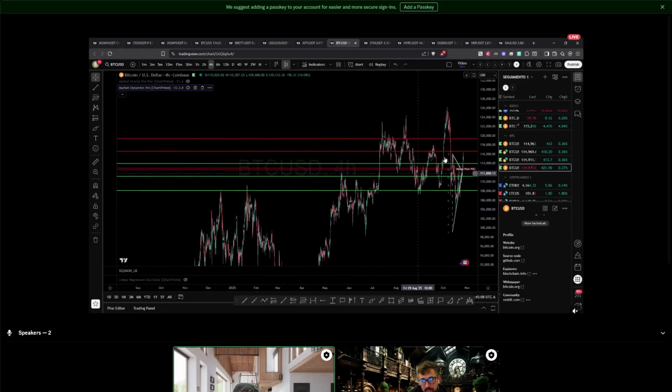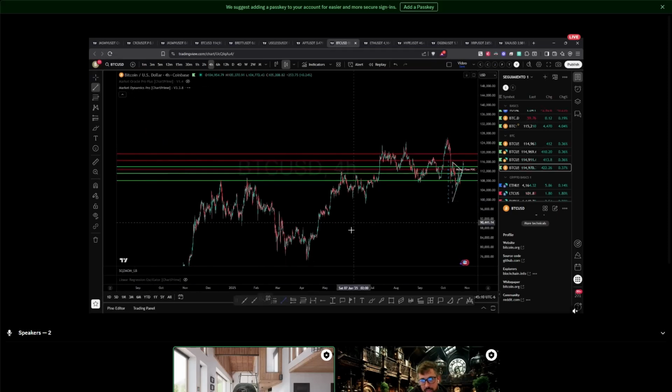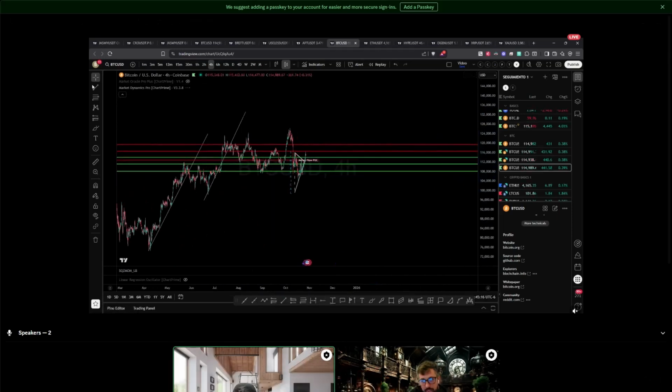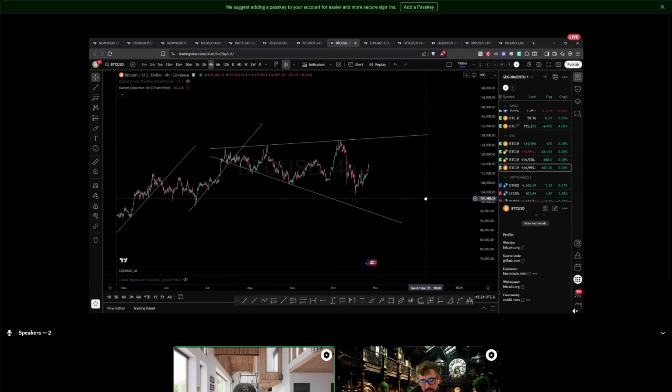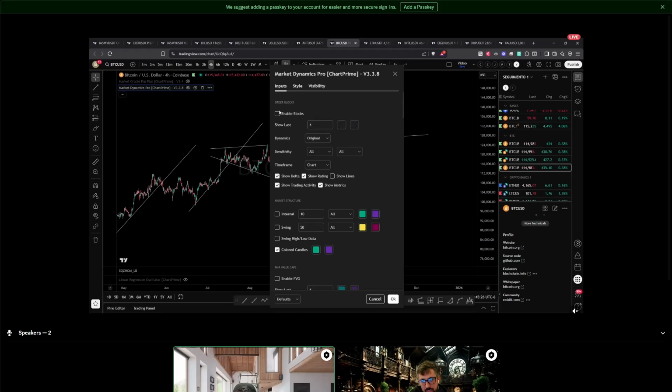Remember, you zoom out as much as you can, and then you go for your trend lines, all right? It doesn't matter if they're back in the past. You just want to go first for your uptrend trend lines, and then you want to go for your downtrend trend lines, all right? And that's basically it.